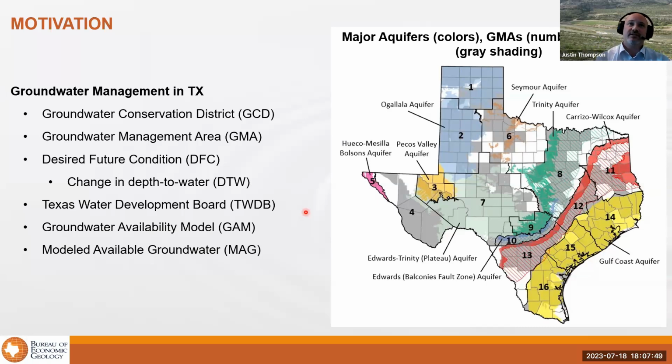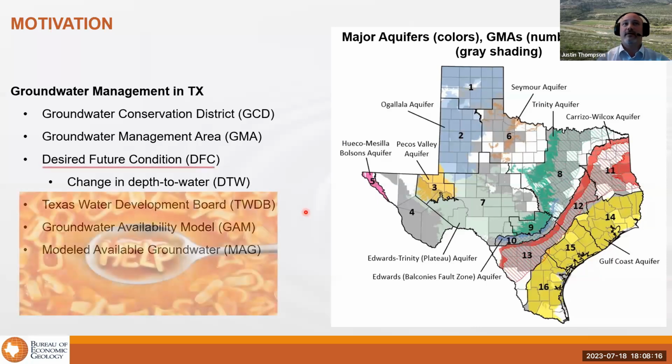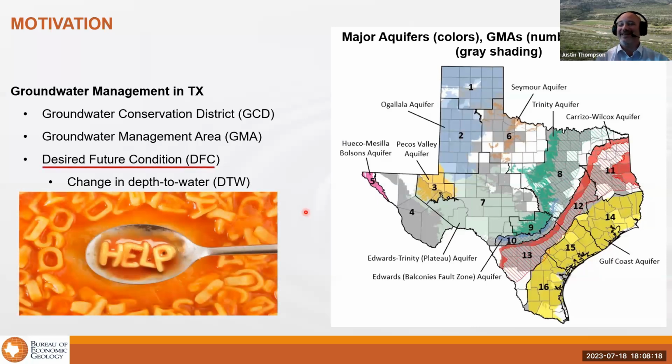Okay, so GCDs within a GMA adopt DFCs, and they send those to the Texas Water Development Board, who integrates them with their groundwater availability models, or GAMs, to produce what is known as modeled available groundwater, or a MAG. The modeled available groundwater is basically an estimate of how much water you could produce within that district, or management area, depending on what you're looking at, in order to meet that desired future condition. Okay, I know, right? I mean, alphabet soup, right?